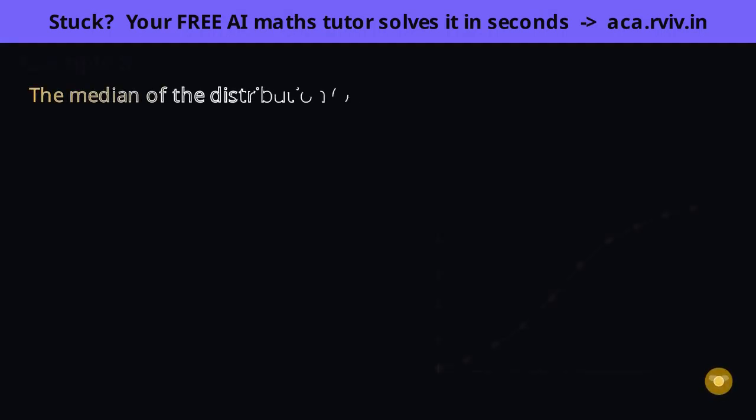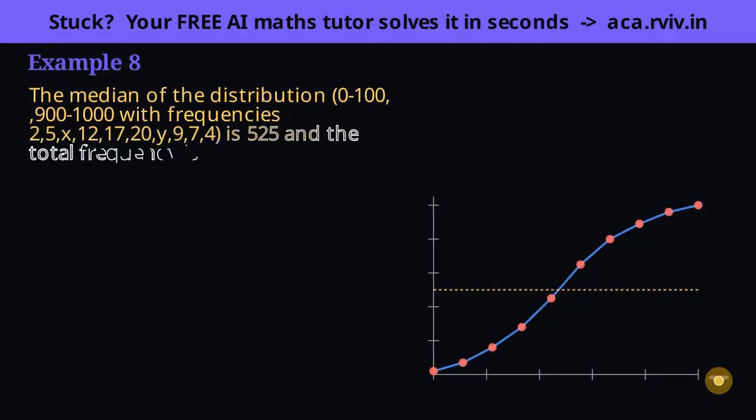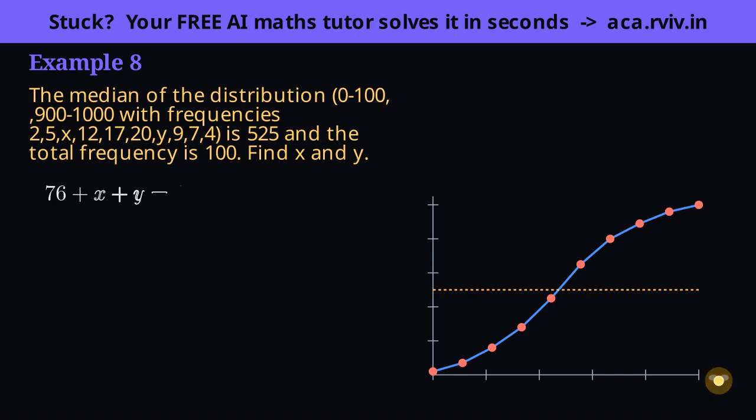Median given, frequencies unknown. Run the formula backwards and it becomes a pair of equations. This one's a puzzle in reverse. We're told the median and asked for 2 missing frequencies, x and y, 2 unknowns need 2 equations. The first is free, all the frequencies must add to the total, 100. Adding the known ones gives 76, so 76 plus x plus y equals 100.